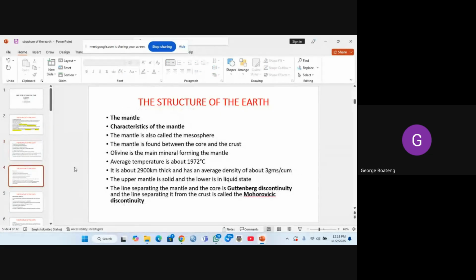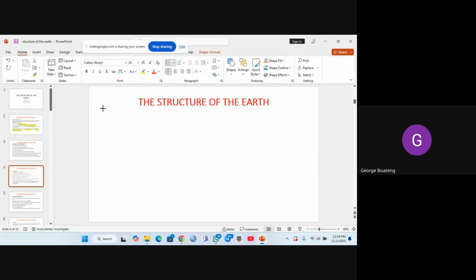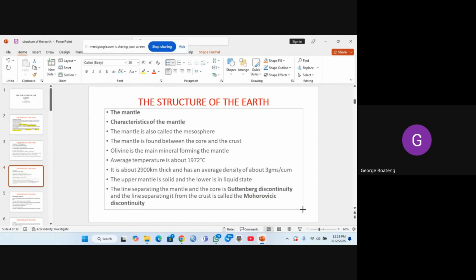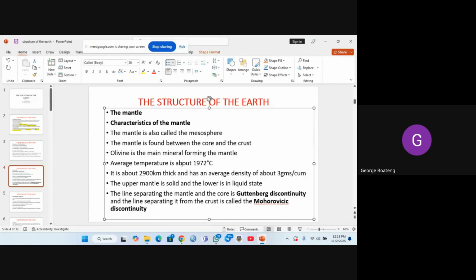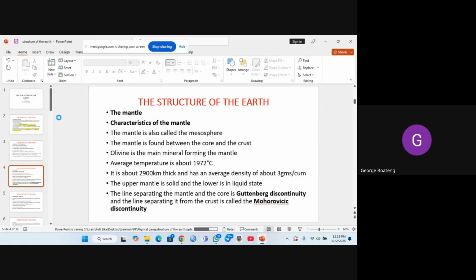Now, let's go to the next one you call the mantle, which other people call the mesosphere. Now, the mantle, where is it found? The mantle lies in between the crust and the core. Now, as it lies in between the core and the crust, it means it serves as a separator.